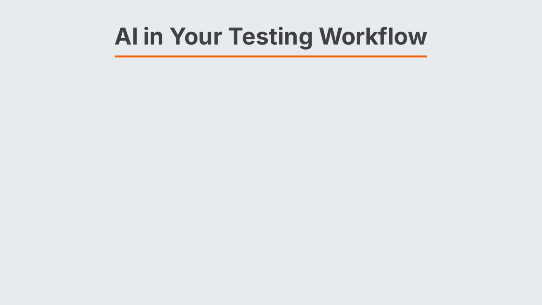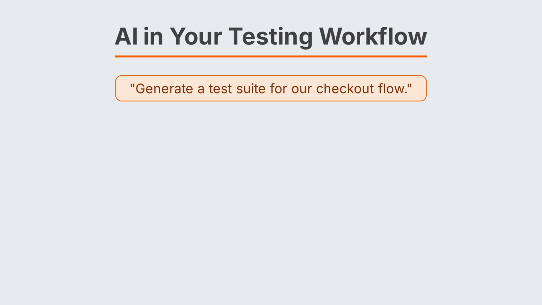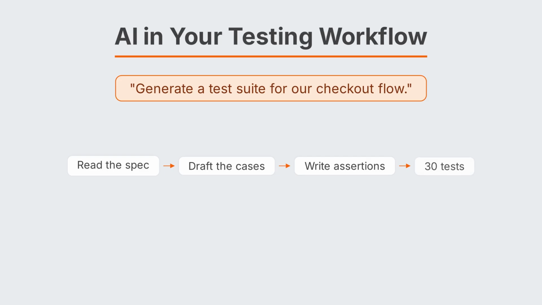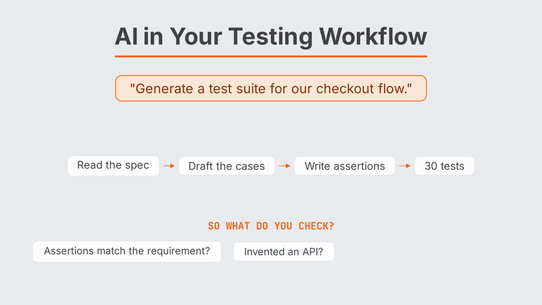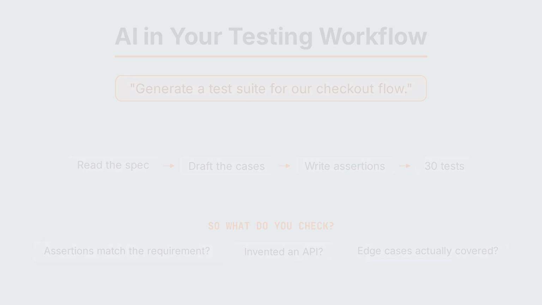Say you ask an AI to generate a test suite for your checkout flow. You give it the requirements and a couple of existing tests. It reads the spec, drafts the cases, writes the assertions, and hands you 30 tests in about a minute. So, what do you actually check? Whether those assertions match the real requirement, whether it invented an API that does not exist, and whether the edge cases you care about are in there at all.